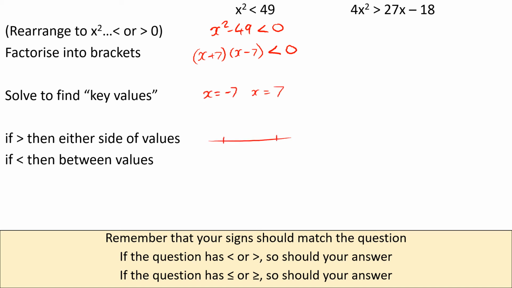Let's draw it out. And then our symbol is a less than, so we want to be between the values. So we're just going to go like that. Minus 7, less than x, less than 7. We're out for the second one.